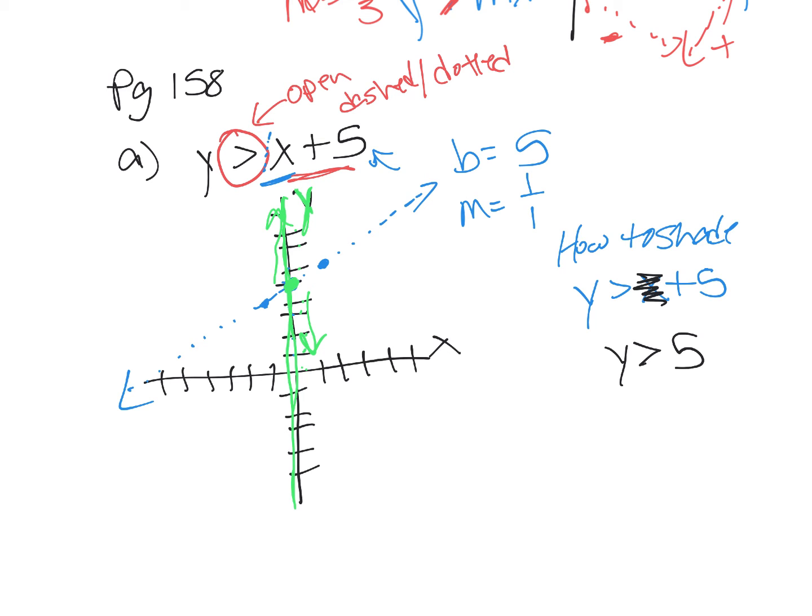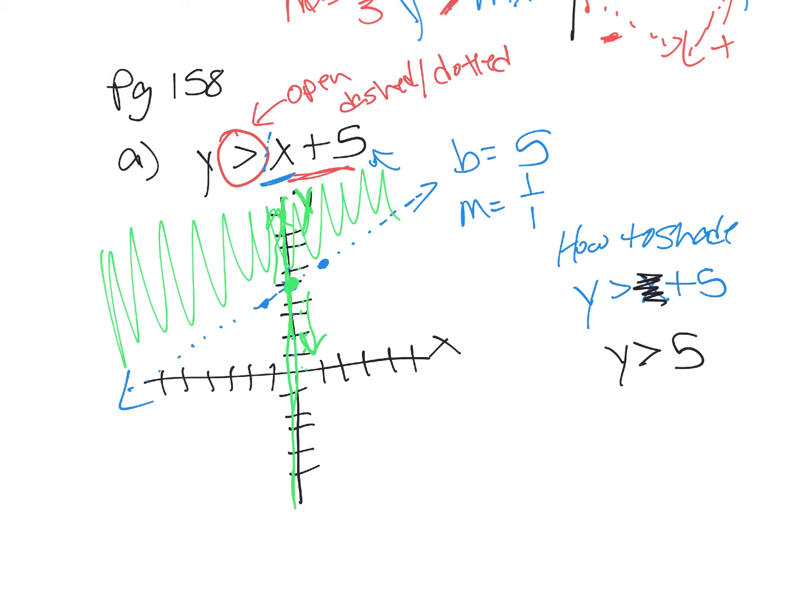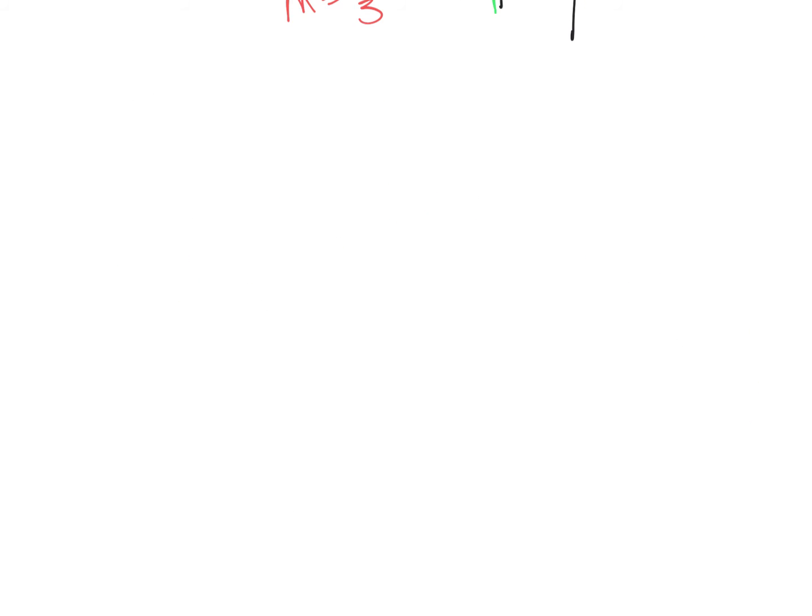So hopefully you stopped for a minute and you said everything above the line. So let's stop and think about that. Y is greater than 5. So that means I'm going to shade above the y-intercept. Okay, above the y-intercept. And that's what your graph's going to look like. Okay, let's look at another one.